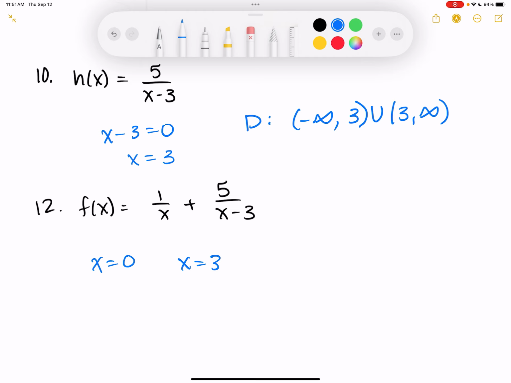So when I do my domain, this one's going to have multiple pieces. It goes from negative infinity to 0, union 0 to 3, and all these are not including because it can't be equal to that, union 3 to infinity. So all of these pieces put together make up our domain. So anything from negative infinity to 0, between 0 and 3, and 3 to infinity, I can use. I just can't use 0 and 3 is what that tells me.